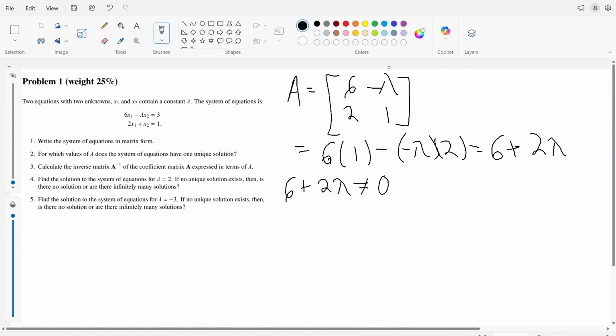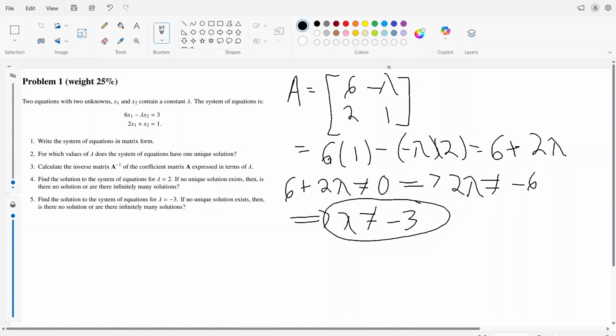And now we can solve. We want to isolate the lambda. So this becomes 2 lambda does not equal negative 6. Now to isolate the lambda, we can divide both sides by 2. So this becomes lambda does not equal negative 3. And that's the whole answer for number 2. There is one unique solution whenever lambda does not equal negative 3. So now let's move on to number 3.